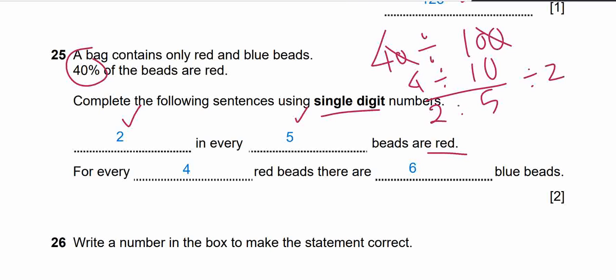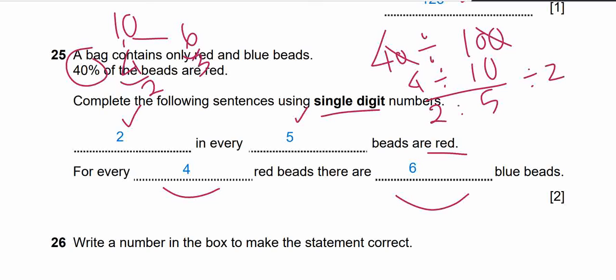And then, for every something red beads, there are something blue beads. We can take 10 beads, 40%, which means 4 red and 6 blue. So for every 4 red, there are 6 blue. Or you can answer it this way: for every 2 red beads, there are 3 blue beads. So that will also be possible.